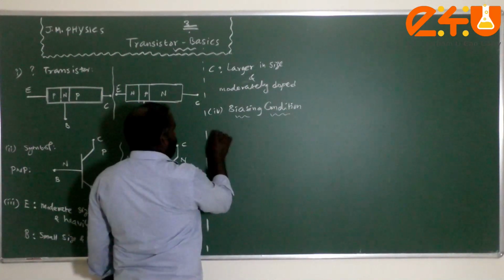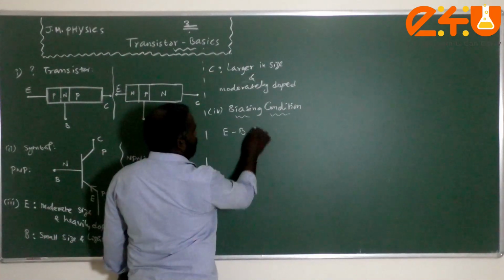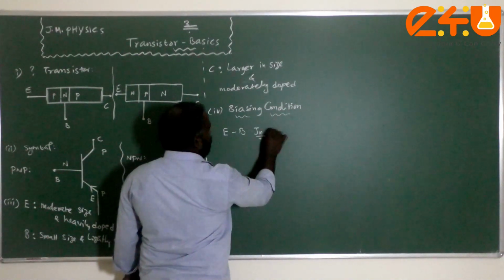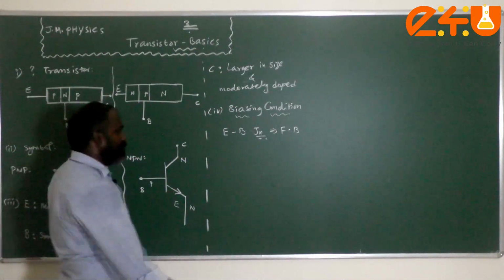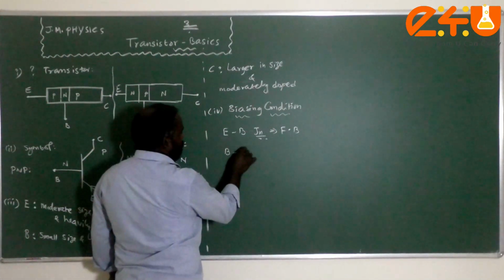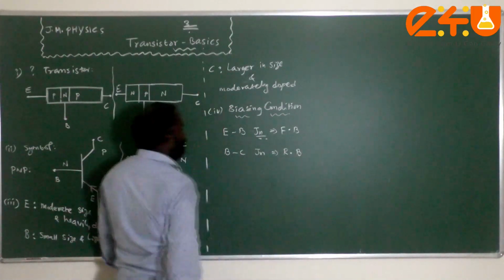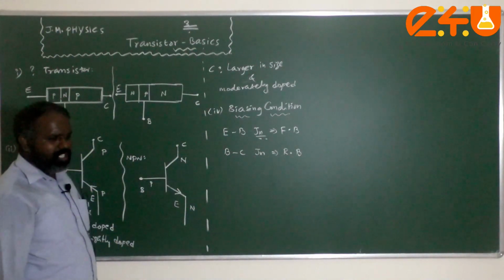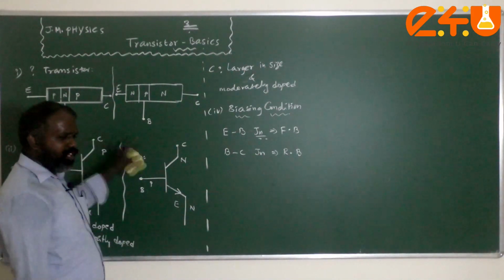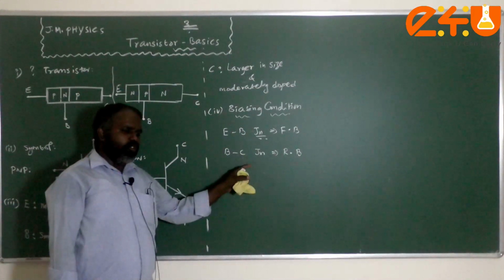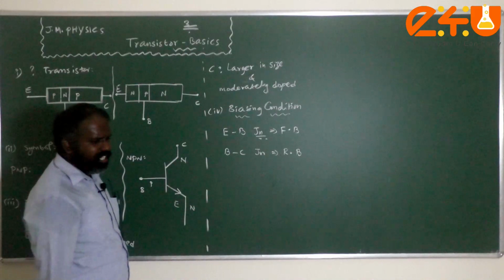The emitter base junction should be in forward bias, and the base collector junction should be in reverse bias mode. Whether it is PNP or NPN, this common condition should be implemented for the working of a transistor.